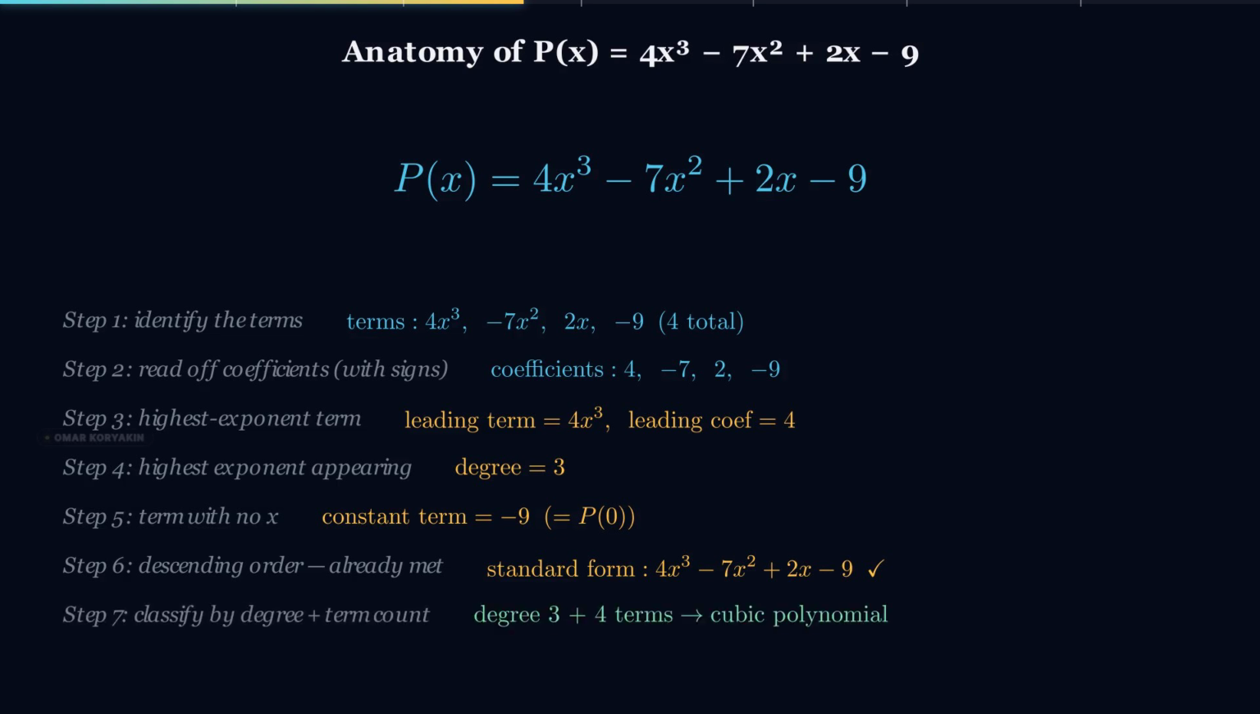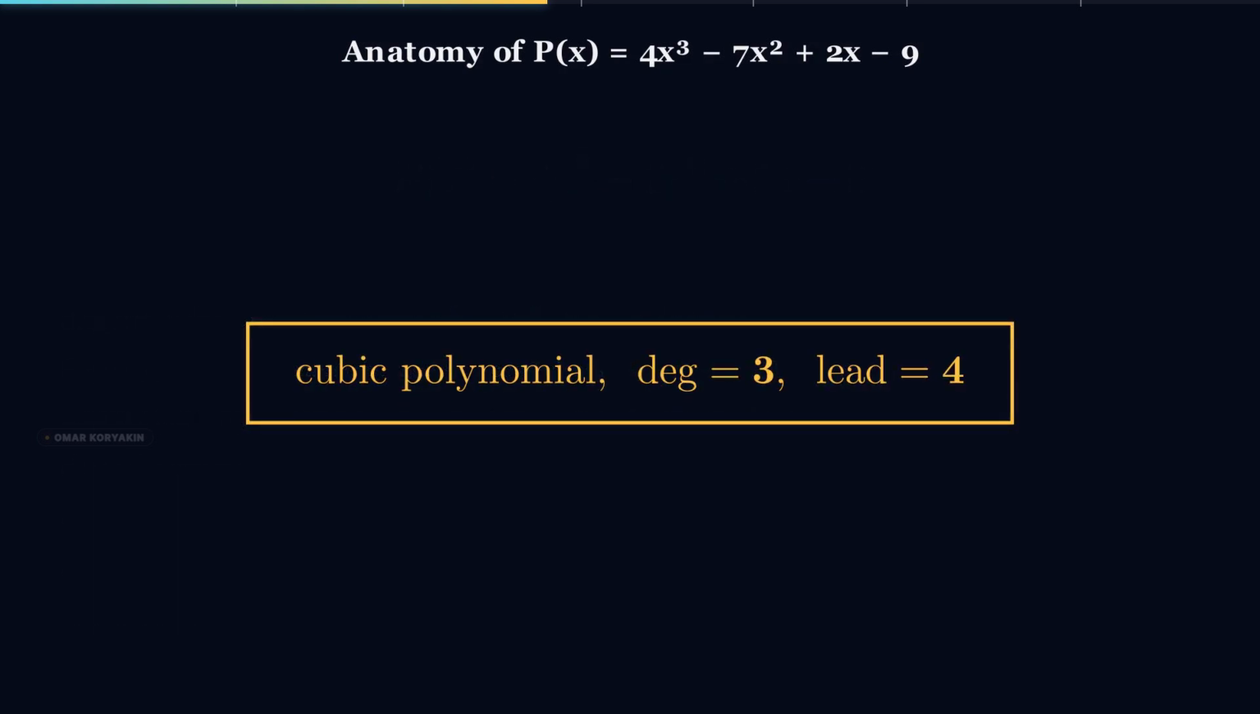Step 7. Classify by degree and term count. Degree 3 means cubic. 4 terms means it has no special term count name beyond polynomial. Only 1 term, 2 term, and 3 term polynomials get monomial, binomial, and trinomial names. So the full classification is cubic polynomial with 4 terms. So the anatomy pieces are 4 terms, leading term 4x cubed, leading coefficient 4, degree 3, constant term negative 9, standard form already met, classification cubic polynomial.